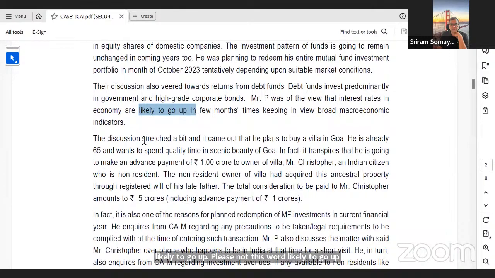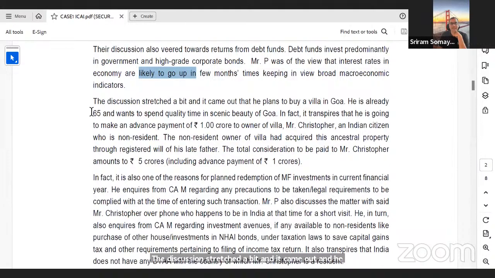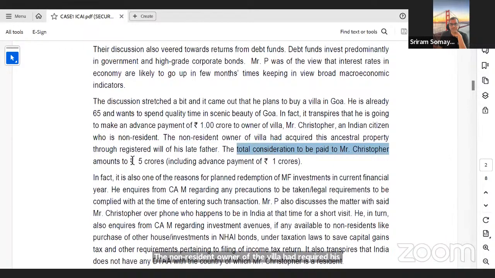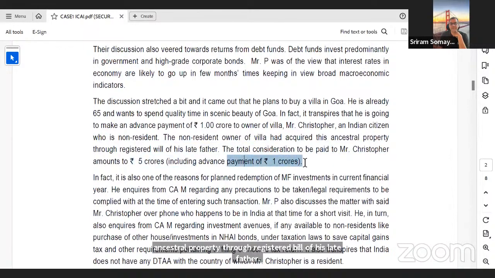The discussion stretched a bit and it came out that he plans to buy a villa in Goa. See, this is a very important point. He's already 65 years old and wants to spend quality time in the scenic beauty of Goa. In fact, it transpires that he's going to make an advance payment of rupees 1 crore to the owner of the villa, Mr. Christopher, an Indian citizen who's also non-resident. The non-resident owner of the villa had acquired his ancestral property through a registered will of his late father. The total consideration to be paid to Mr. Christopher amounts to 5 crores, including advance payment of 1 crore.